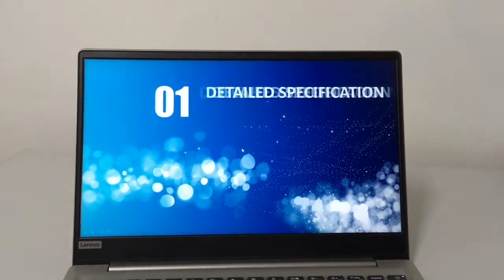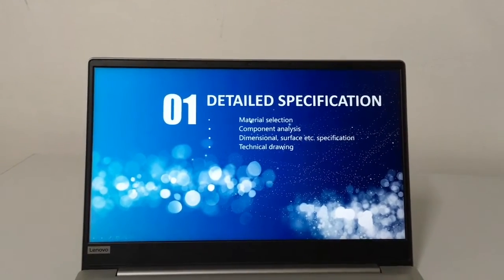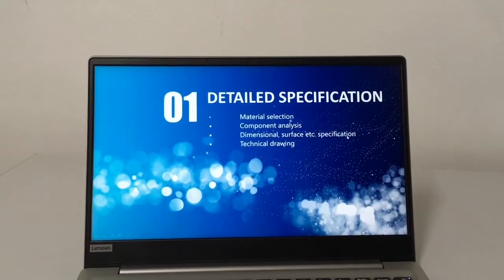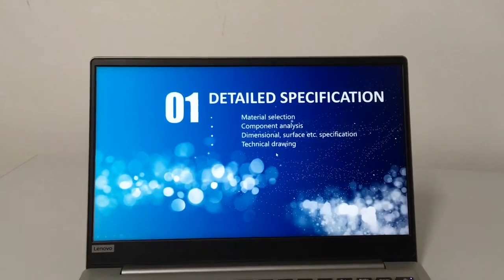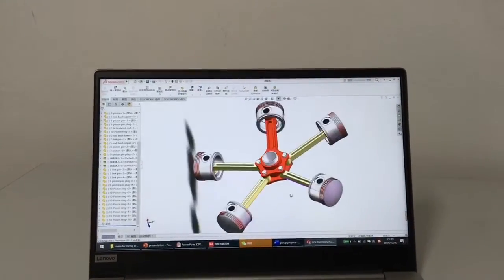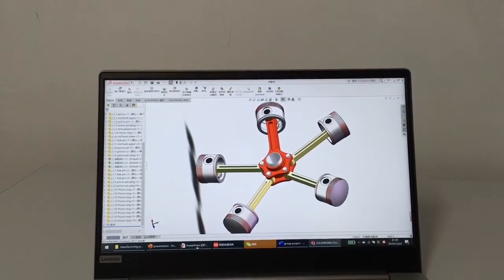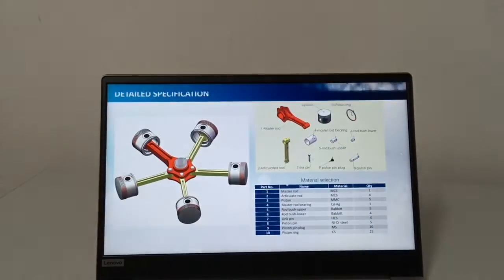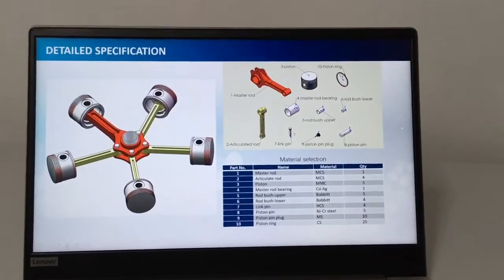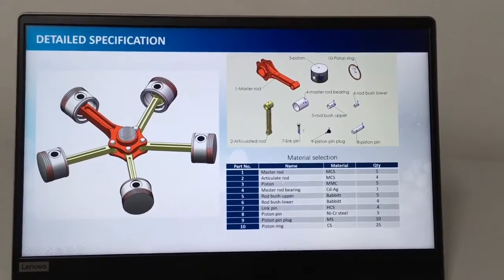First one, detailed specification. It contains material selection, component analysis, dimensional surface and specification, technical drawing. This is a 3D drawing of our component. And this is a parts list. It contains 10 components, and this is a material selection.